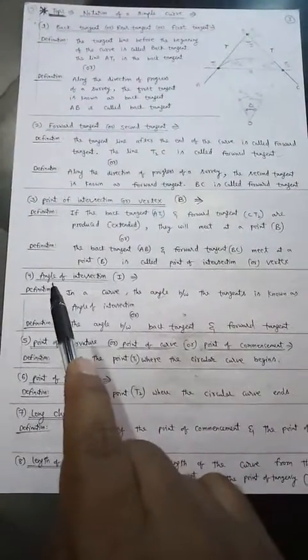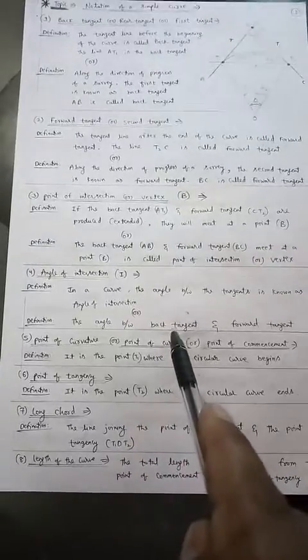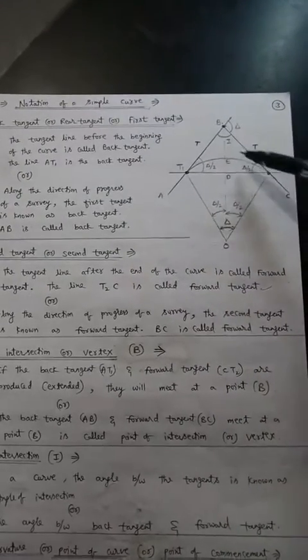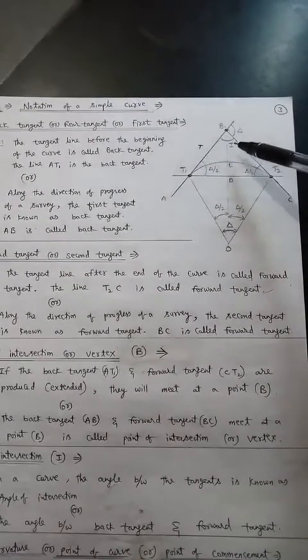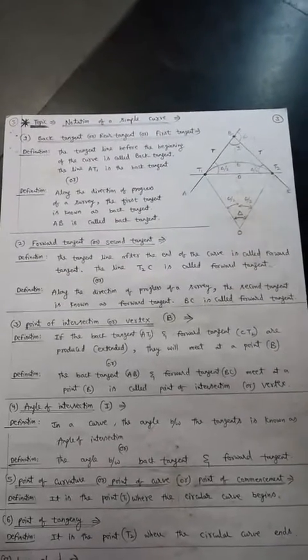So the next definition is angle of intersection. It is the angle between the back tangent and forward tangent. In the figure, this is the back tangent, this is the forward tangent, and the angle in between is known as I. It is known as the angle of intersection.